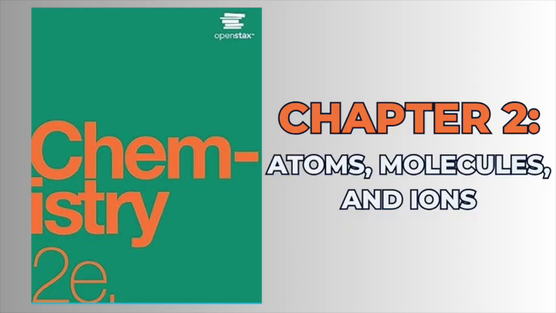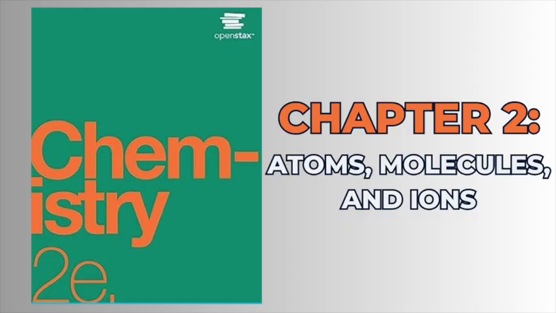Example 2.12. Predicting the type of bonding in compounds. Predict whether the following compounds are ionic or molecular. A. KI, the compound used as a source of iodine in table salt. B. H2O2, the bleach and disinfectant hydrogen peroxide. C. CHCl3, the anesthetic chloroform. D. Li2CO3, a source of lithium in antidepressants.